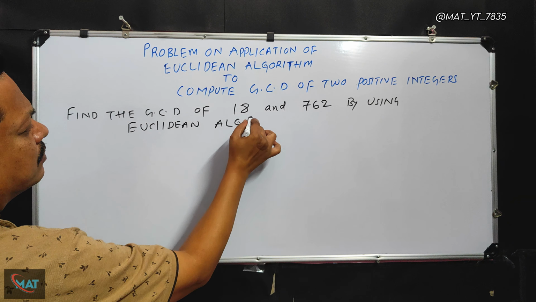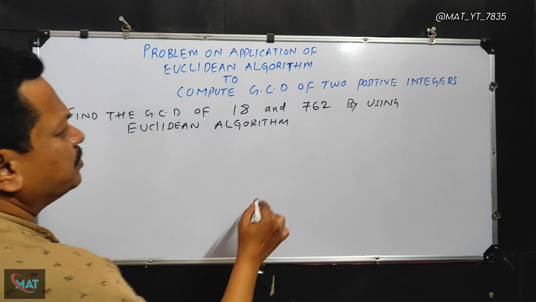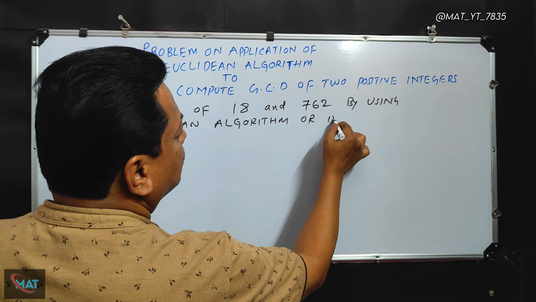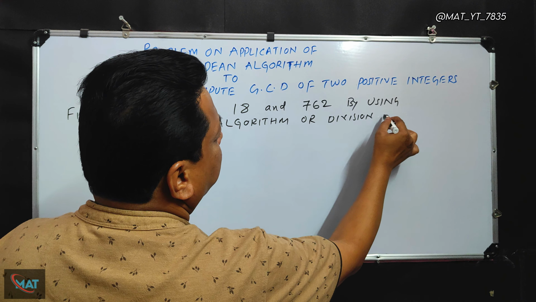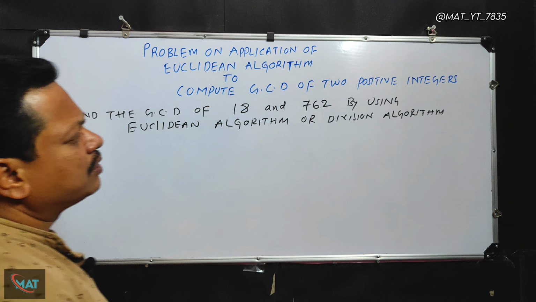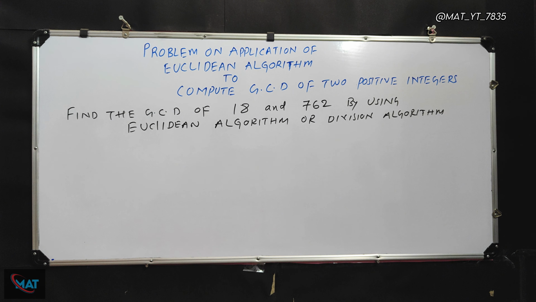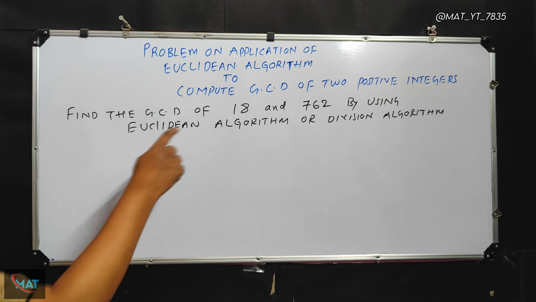It is simply known as division algorithm. Both mean the same. Algorithm, in a sense, is a step-by-step procedure given to a system to work out a task. Here I have taken two numbers 18 and 762. How to compute GCD by using this algorithm.